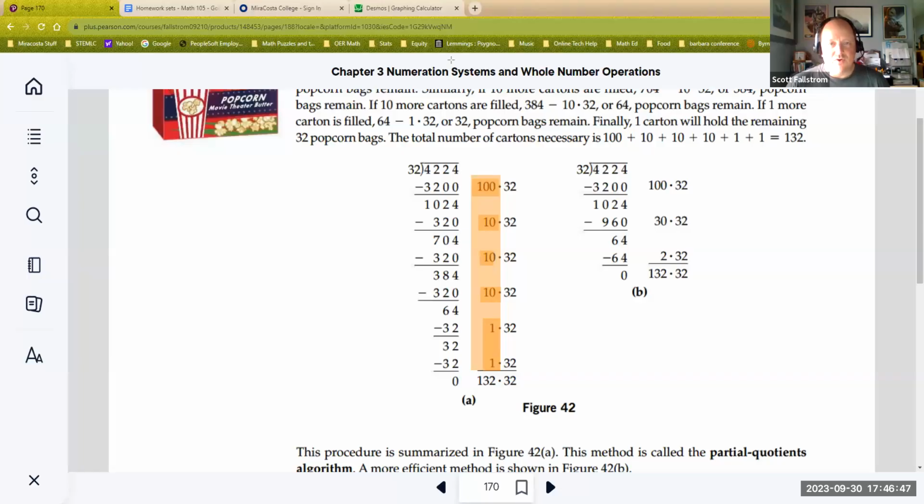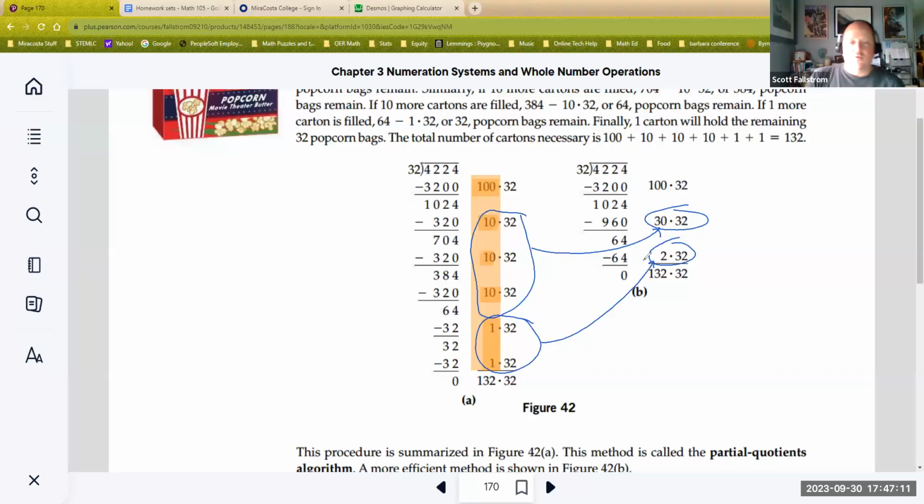Now you can shorten this algorithm down. What do I mean by shorten it down? I guess what I'm saying is maybe you would see that you could do 3 of these chunks at once. And so you could just do 30 groups of 32 in the middle. And maybe you can see that I could do these 2 at the end, so I could just do 2 of them. Both of these work. No way is necessarily better or worse than the other.